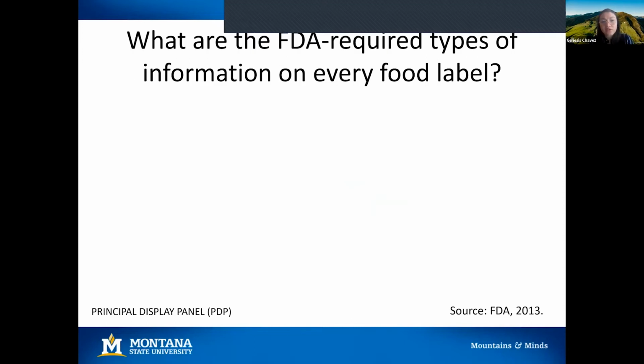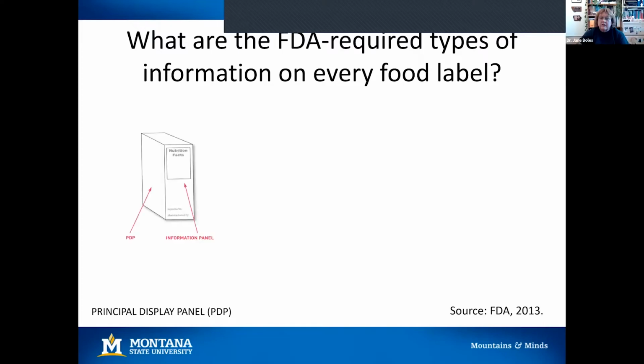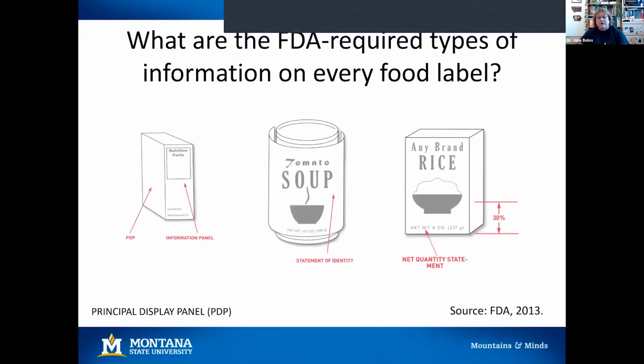So our next question is, what are the FDA required types of information that every food label must contain? When you're looking at your food label, in general, all labels must go back to what we call the Food, Drug, and Cosmetic Act.